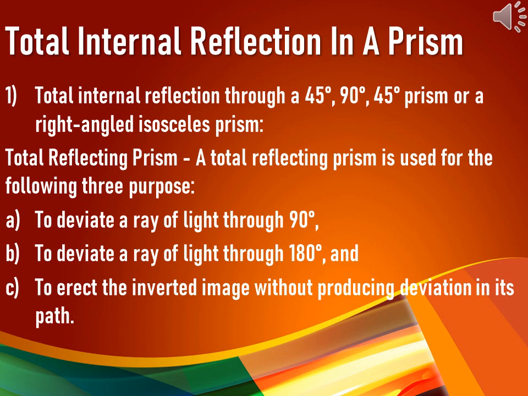A total reflecting prism is used for the following three purposes. First, to deviate a ray of light through 90 degree. Second, to deviate a ray of light through 180 degree. And the third, to erect the inverted image without producing deviation in its path. So let us discuss these three different cases and let's see where these can be used.